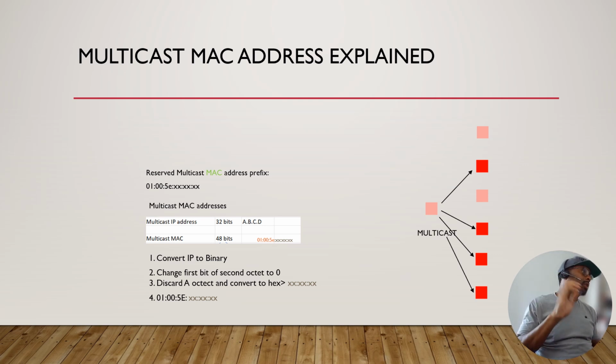Now, when we look at multicast IP addresses or any IP address, there are 4 octets. In this case, we're going to reference them as A, B, C, and D, or Alpha, Bravo, Charlie, Delta. Each octet has 8 bits in it, and there's 4 octets, so there's a total of 32 bits in an IP address. A MAC address has 48 bits. If you look at these numbers 1, 2, 3, and 4 at the bottom, this is going to be the process we're going to use to show you how to derive the multicast MAC address.